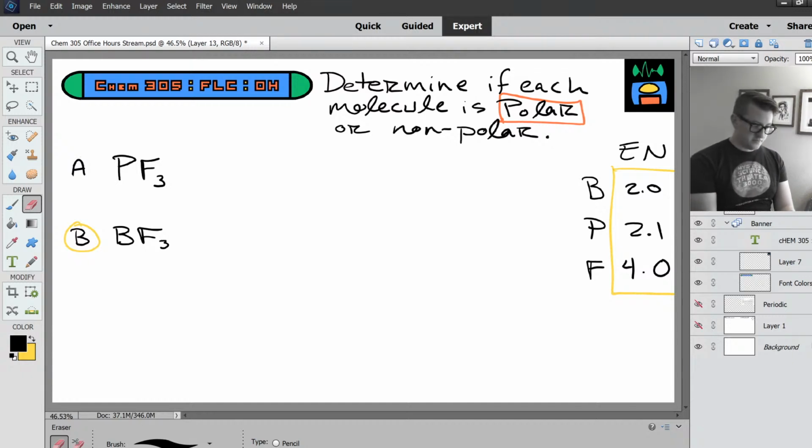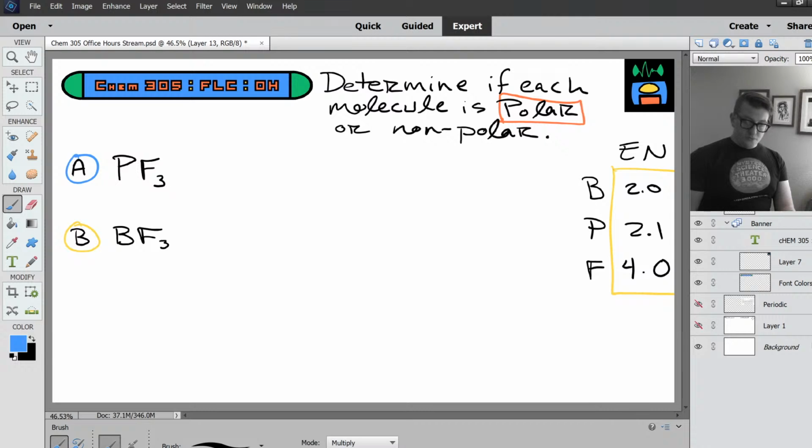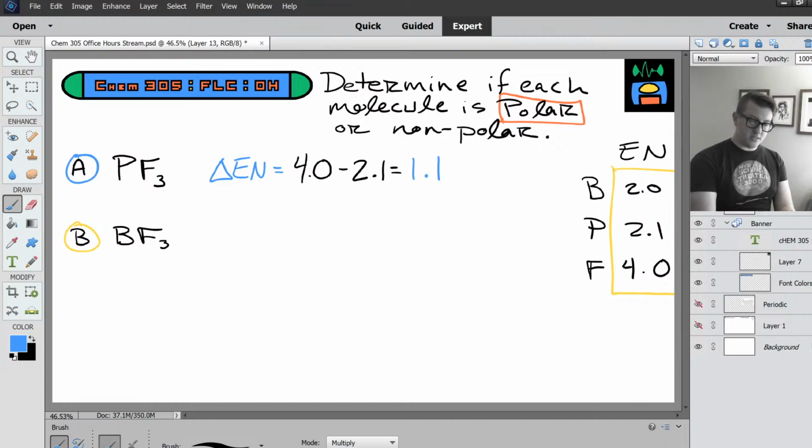I'm going to change the color. Around phosphorus trifluoride. So first, do we have polar bonds? Our difference in electronegativity here is fluorine's is 4.0, phosphorus's is 2.1. So our difference here is 1.9. All right, these bonds are definitely polar. Remember, polar bonds are between 0.5 to 2.0. Those are our polar bonds. Definitely polar here.